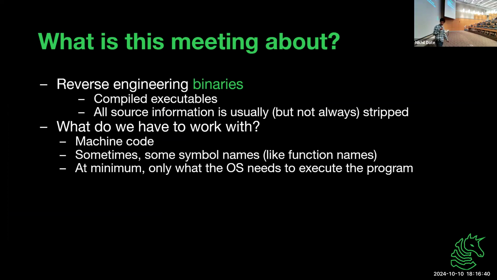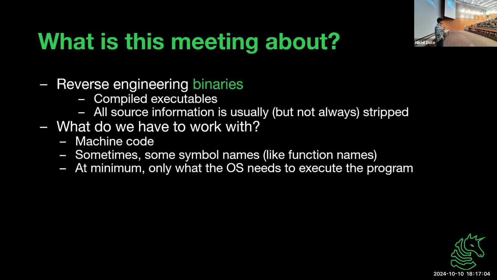No? All right. So what is this meeting about? Last Thursday, Juniper talked about reverse engineering interpreter code, so Python mainly. Today we are going to talk about reverse engineering binaries, so compiled programs, compiled executables. The fun or not so fun thing, depending on how you look at it, is that you're going to have a lot less information to work with.